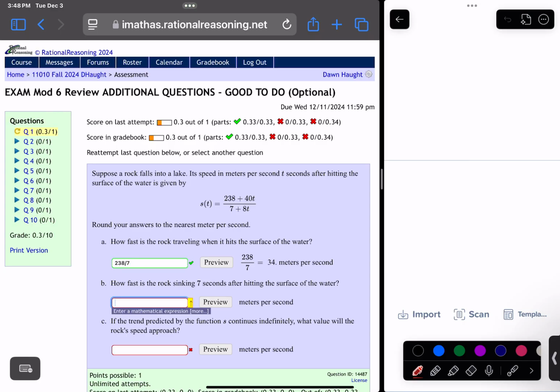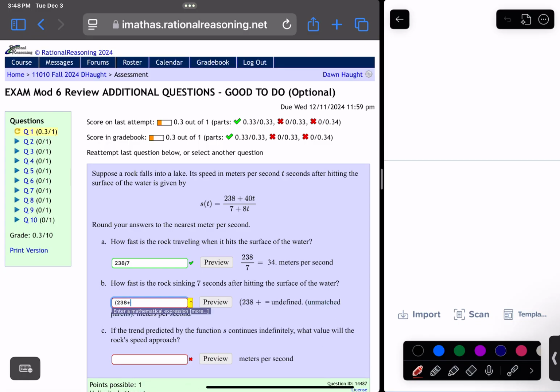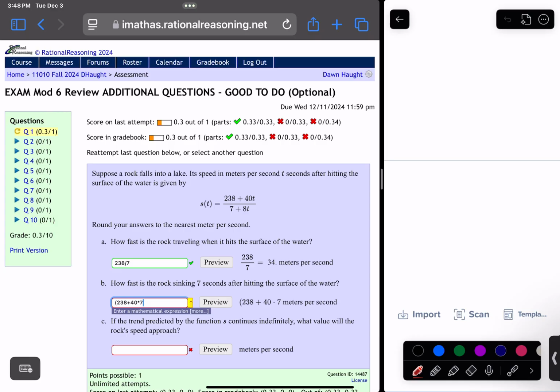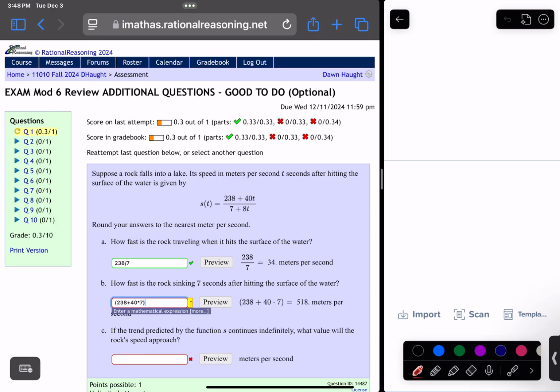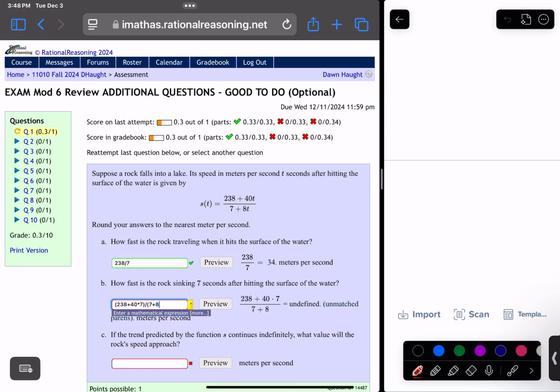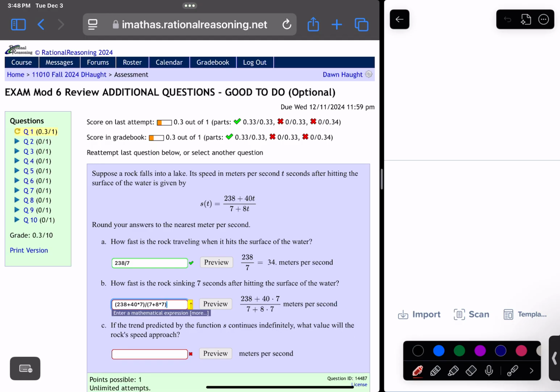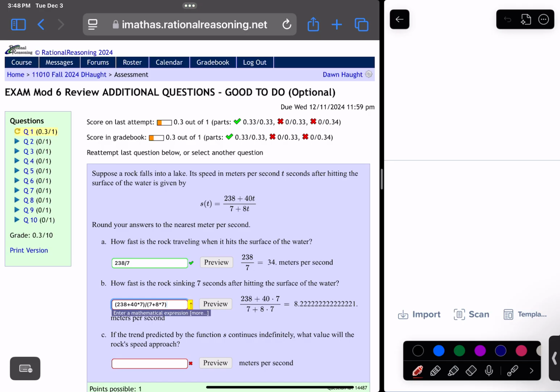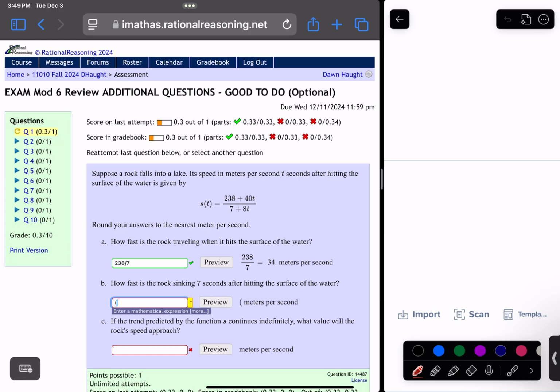Now it says, how fast is the rock sinking 7 seconds after hitting the surface of the water? So that would be time at 7. We're going to do 238 plus 40 times 7. Now it says to round to the nearest whole meter per second. So if this answer is not a whole number, I'll write down on my paper what it says, and then I will round it. If I plug 7 into my function, 238 plus 40 times 7, divided by 7 plus 8 times 7, I get 8.2222. So if I want to round it as they've said, I'm just going to put in 8.